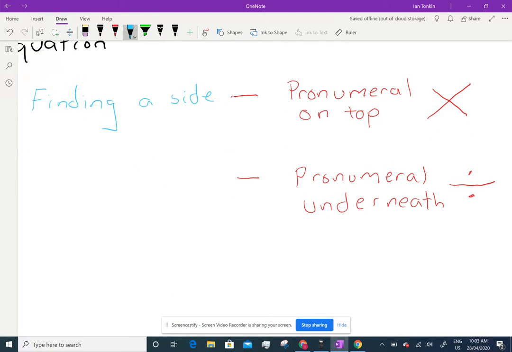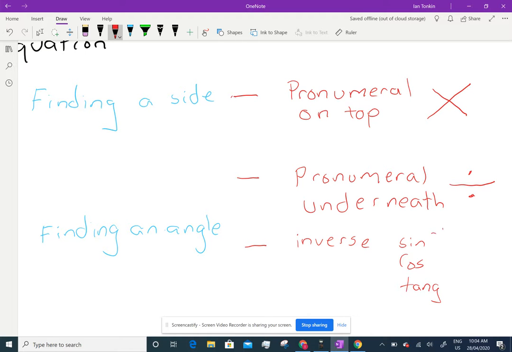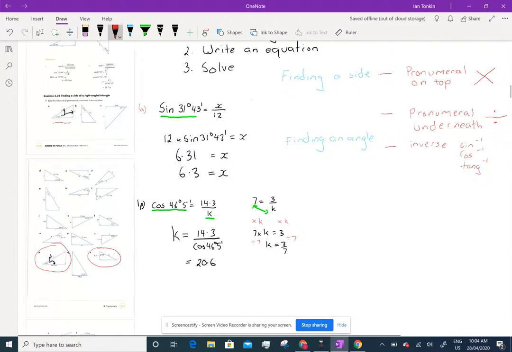What about finding an angle? This is the easiest step. If you've got to find an angle, you just use inverse sine, cosine, or tangent. And the inverse is just given by the -1. It's a terrible symbol, I know, but anyway. So we have to go to the next exercise.